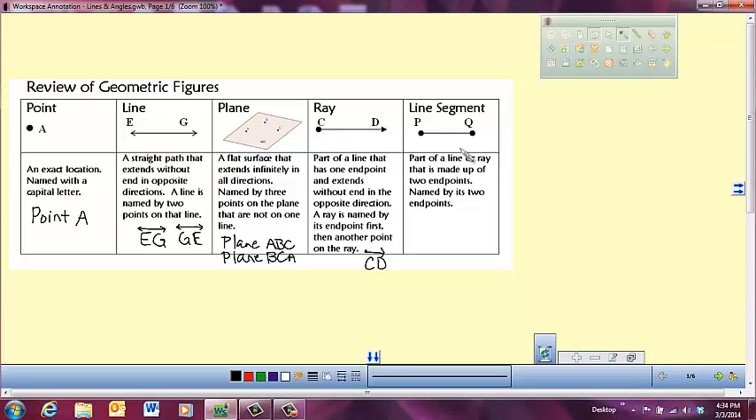A line segment is a part of a line or ray that is made up of 2 endpoints. As you can see here, it's named by its 2 endpoints. So this we could call PQ, or you could call it QP. And the symbol for a line segment, you could just draw this above the top of it. If you want to put the little dots on the end to symbolize line segment, that would also work. So just a review of those geometric figures and ways that you can write them.